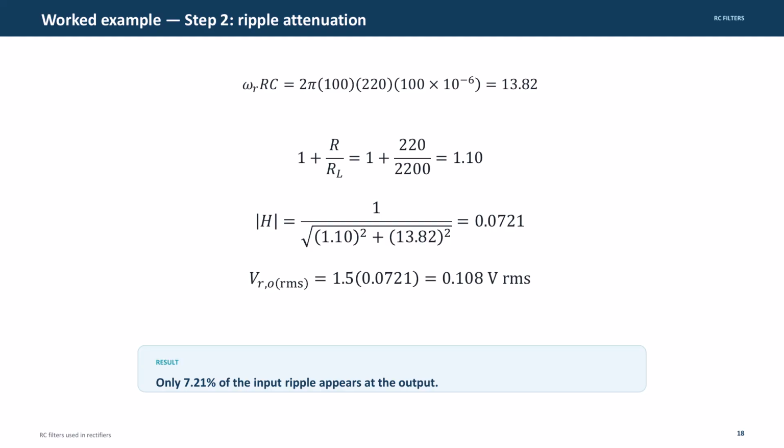Now calculate the two terms in the loaded attenuation expression. Omega RRC equals 13.82, while 1 plus R over RL equals 1.10. Substitution gives a transfer magnitude of 0.0721. Therefore, about 7.21% of the input ripple reaches the load. Multiplying the 1.5 volt RMS input ripple by this magnitude gives 0.108 volt RMS output ripple. The strong attenuation occurs because the frequency-dependent term is much larger than the loading term.